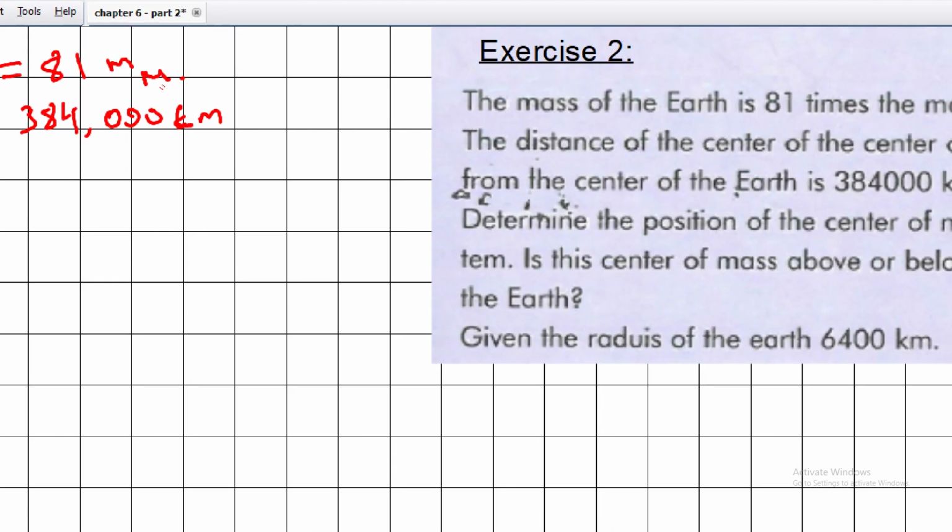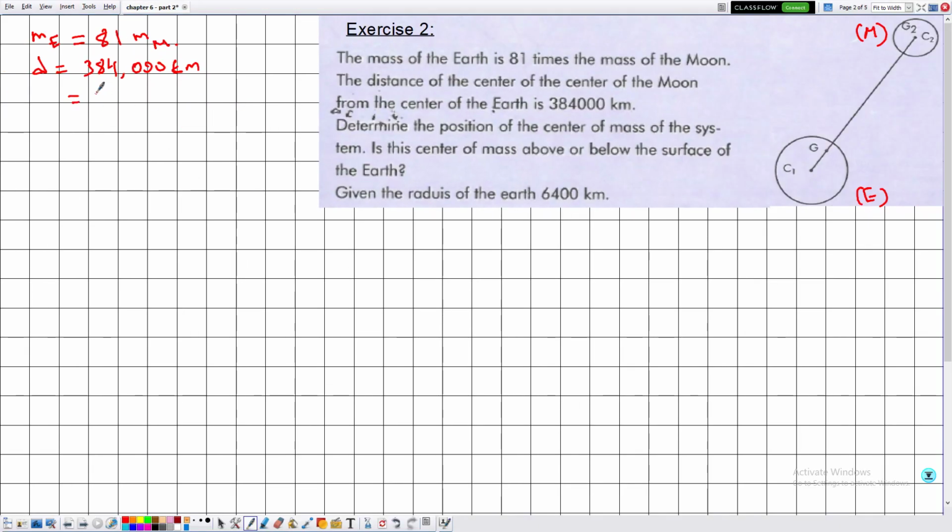kilometers. Knowing that kilometers is not the SI unit of distance, in order to convert from kilometers to meters, we multiply by 10 to the power 3. So this is given by 384 times 10 to the power 6 meters. Now they are telling me determine the position of the center of mass of the system. So this system is the system S, consisting of the Earth and of the Moon. And then they are telling me, is this center of mass above or below the surface of the Earth?